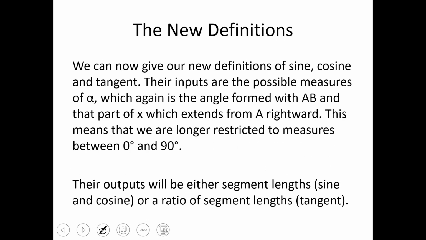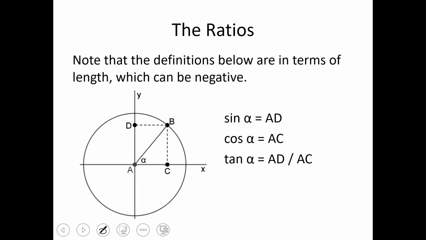Now, let's move on to our new definitions of sine, cosine, and tangent. They're still functions. We talked about this function language before. That means that we have inputs and outputs. The inputs will still be angle measures, but the angle measures can now be non-acute. And what will the angle measures be? Well, it's that alpha from our diagram. That is, it is the angle formed with AB from center out to a point in the circle and the positive part of X. That is from A to the right on X. That will be the input. And the output will either be line segments or ratios of line segments, as you'll see.